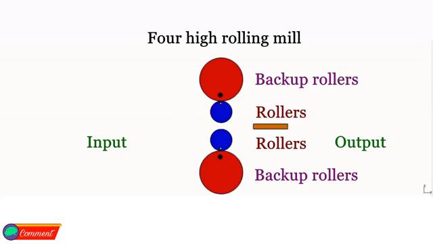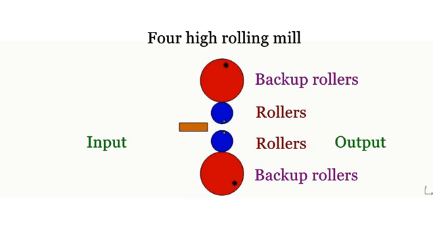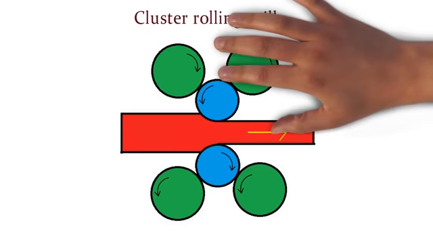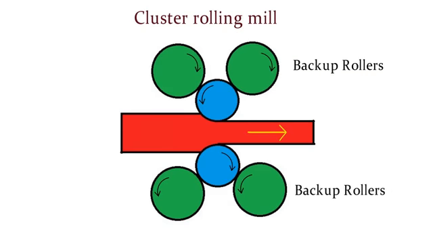Rate of decrement is more in this case as compared to the other 2 cases which we have discussed above, and especially this rolling mill is used in case of rolling of hard materials. Next is cluster rolling mill. In this type of rolling mill, 2 or in some cases 3 backup rollers are used to reduce the thickness of hard material. Following point is very important about rolling mill.